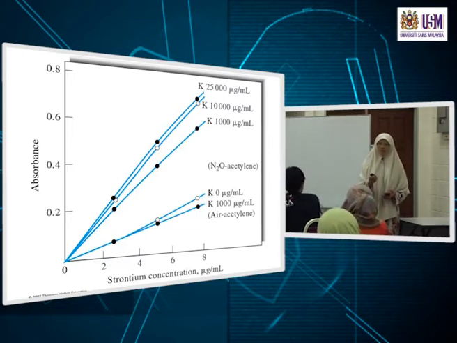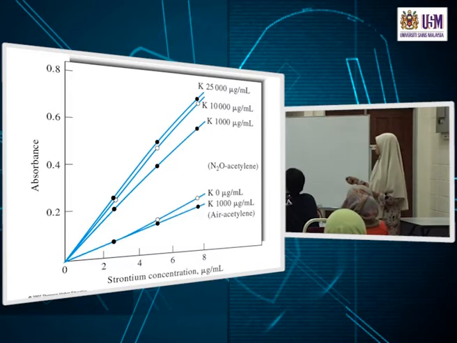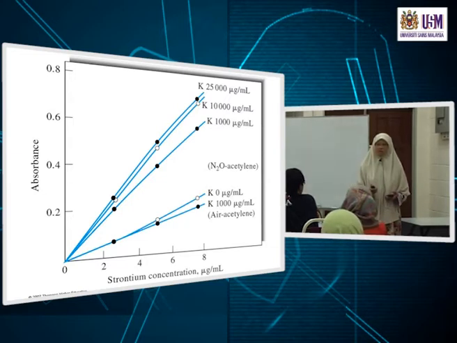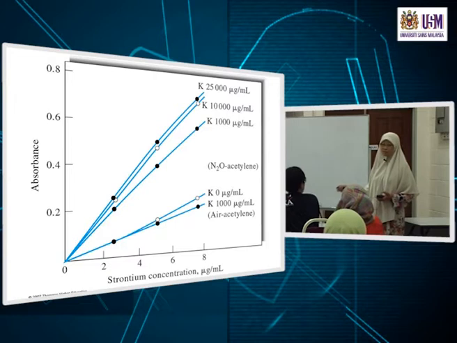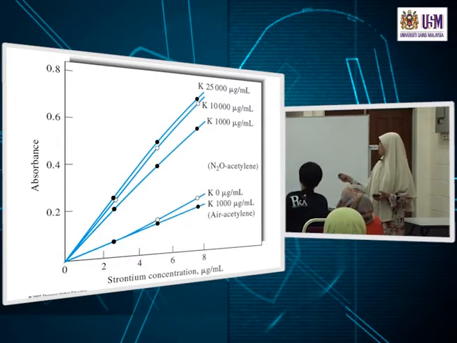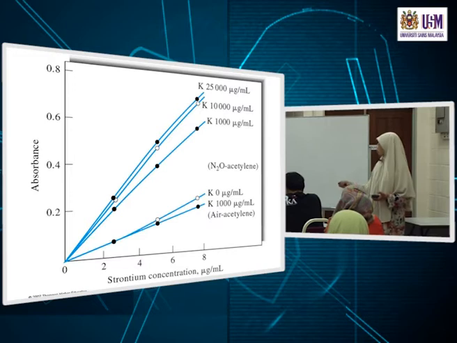Again, I ask you, what is the analyte in question? What is the analyte that we are interested in now? What are these standard calibration curves for, what element? Calibration curves are something that must change with concentration. So the absorbance is changing with respect to what concentration? Potassium or strontium? Here, strontium. The analyte is strontium. Okay, calibration curve for strontium.